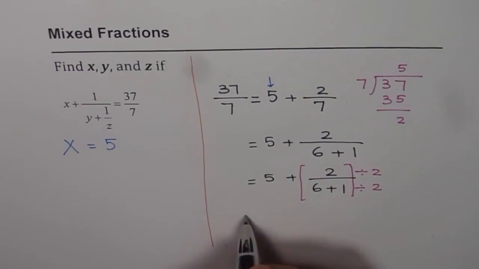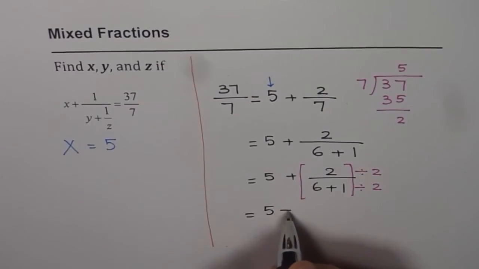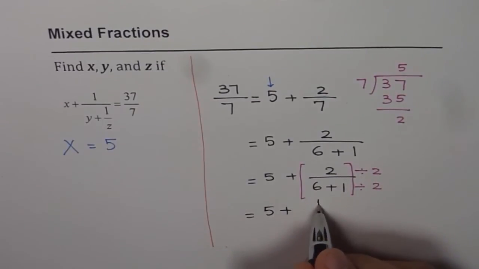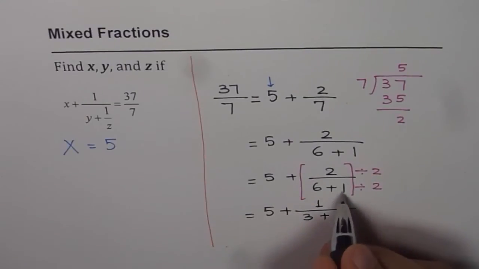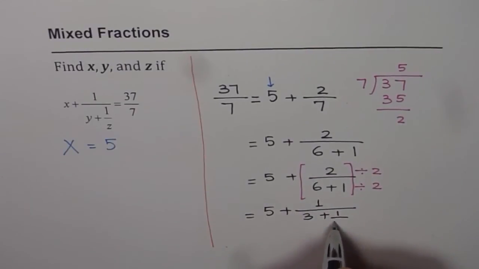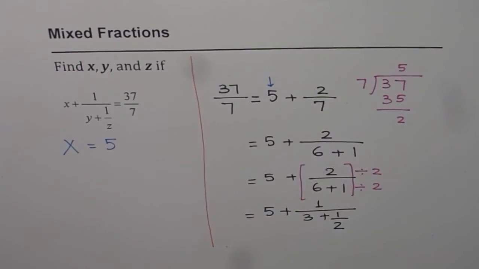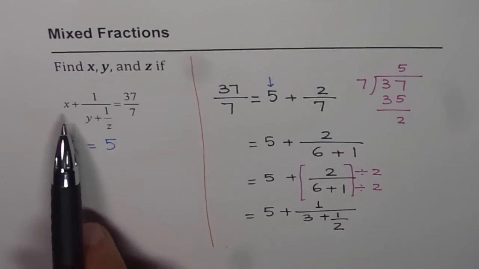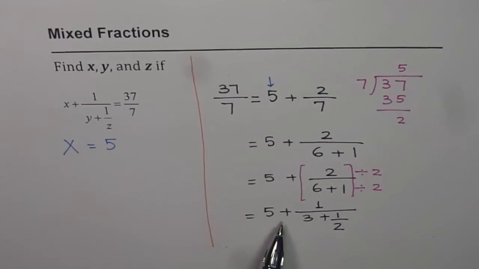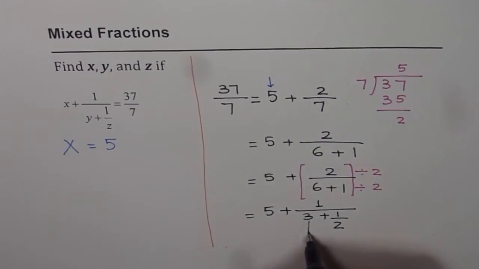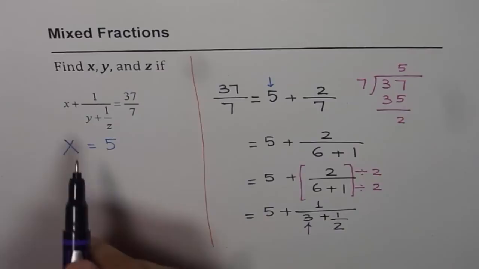Let's divide and rewrite. We get 5 plus 2 divided by 2 is 1. 6 divided by 2 is 3. And 1 divided by 2 is 1 over 2. Now that looks familiar to where we started. Do you see that? x plus 1 over y plus 1 over z. 5 plus 1 over 3 plus 1 over 2. Wow. We got some values here. So that 3 corresponds to y.